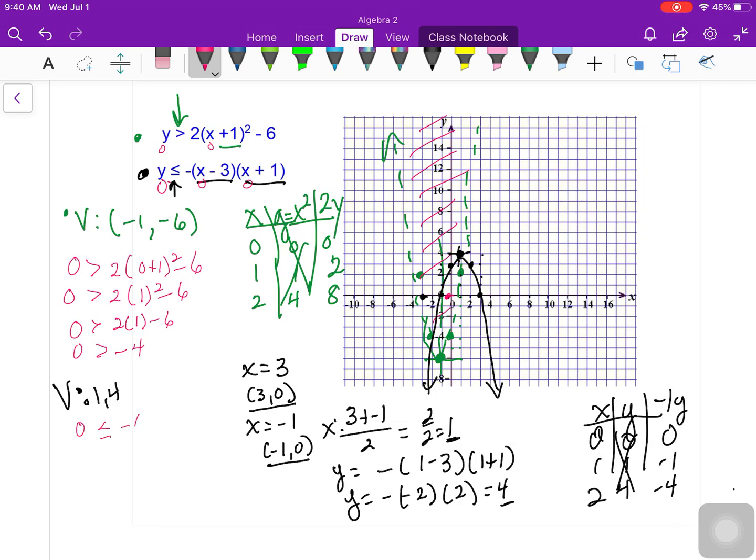So if I put that in here, I get 0 is less than or equal to a negative times 0 minus 3 times 0 plus 1. 0 is less than or equal to a negative times a negative 3 times a 1. Negative negative is positive 3. 0 is less than or equal to 3. And yes, it is. So I'm also inside the black parabola. So I end up being inside both parabolas, which would be just this part. So I'm going to erase these lines.